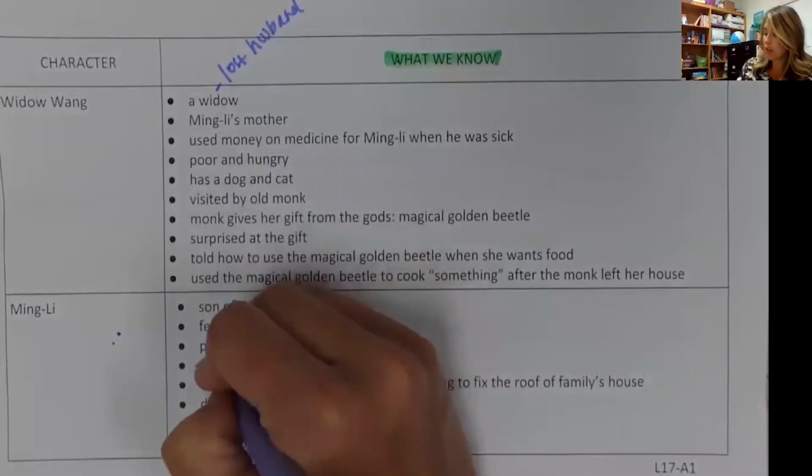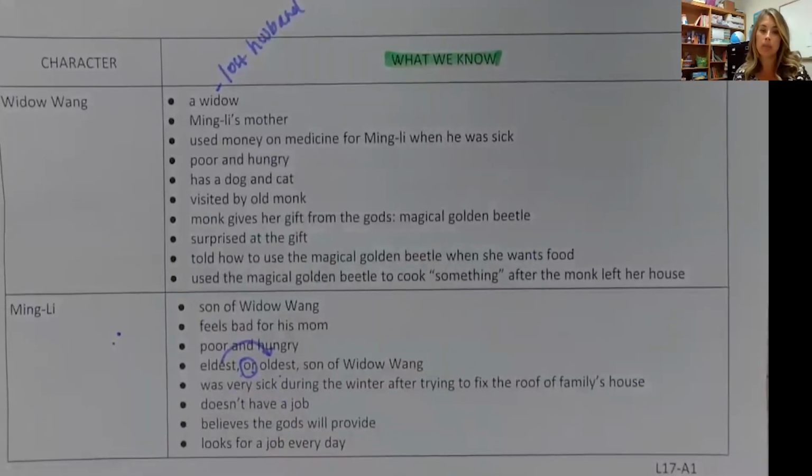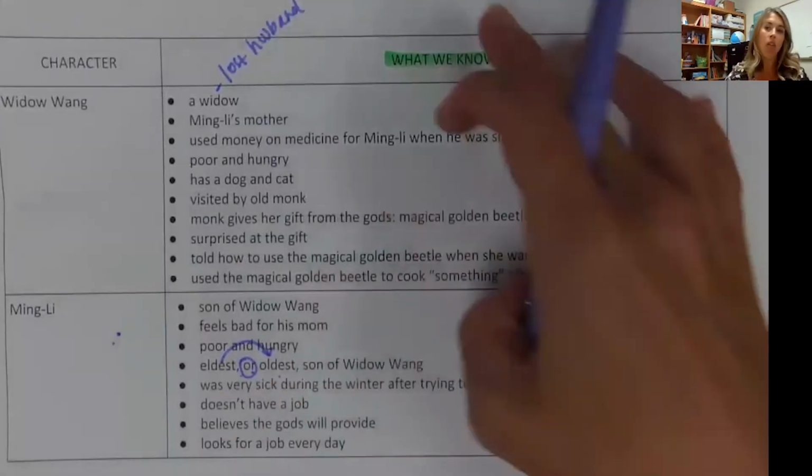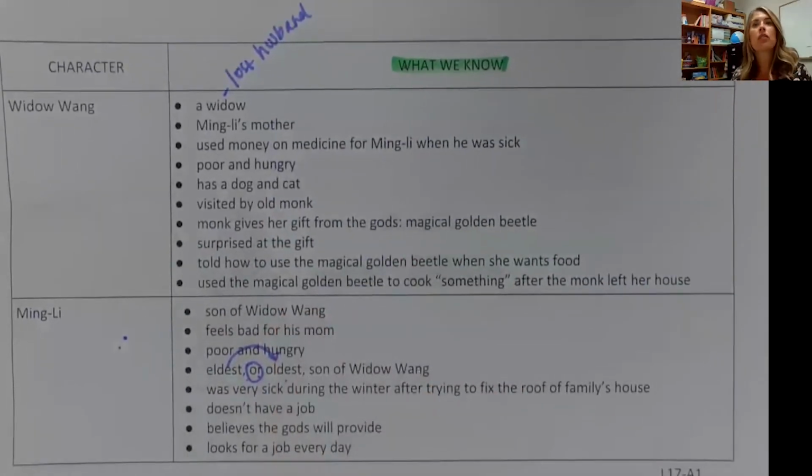Look, if you didn't know that definition, it tells you when you see a comma in the word or, it tells you the definition. He was very sick during the winter and trying to fix the roof of the family's house. He doesn't have a job. He believes the gods will provide, and he goes out and looks for a job every day. All this is our background knowledge that we've already charted. Now, that's some really good information.